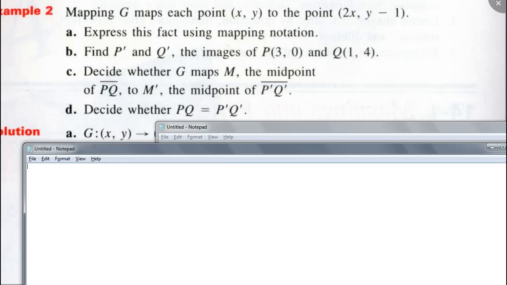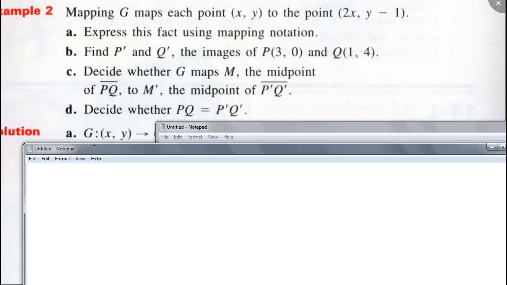G maps the ordered pair x, y to what? That's why it's called mapping notation, right? Instead of the equal sign, it maps. So what would you say? G maps the ordered pair x, y to, how about Austin? x, y to 2xy minus 1. What are you saying?